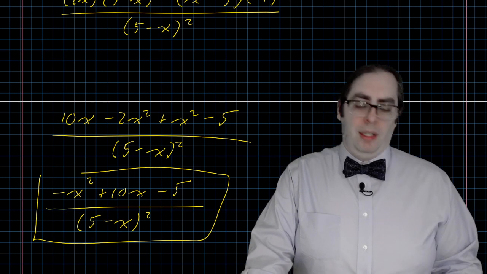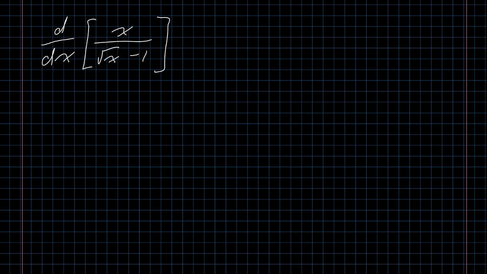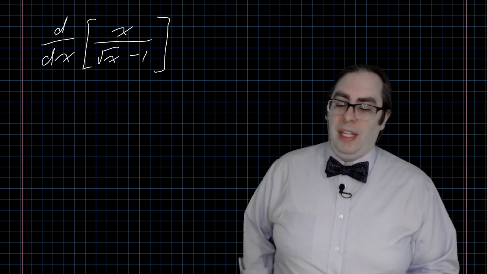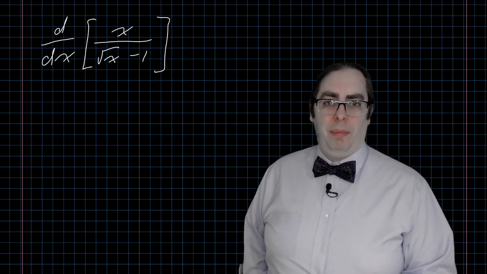All right. We'll wrap up, as always, with one for you to try on your own. How about the derivative of x over the square root of x minus 1? All right, this is not as simple as it looks, and it doesn't look all that simple, but take your time, be careful step by step with your algebra, and I think it'll be okay.